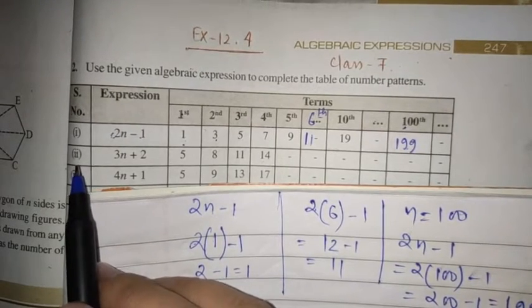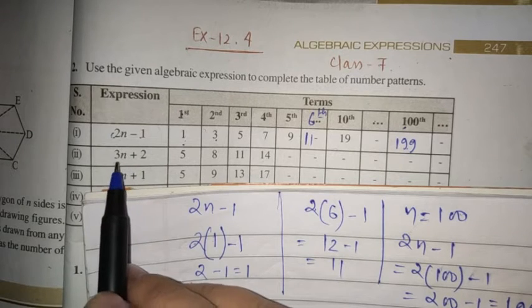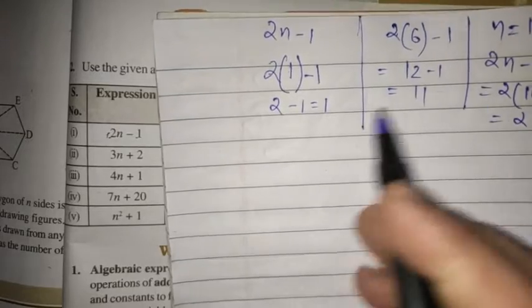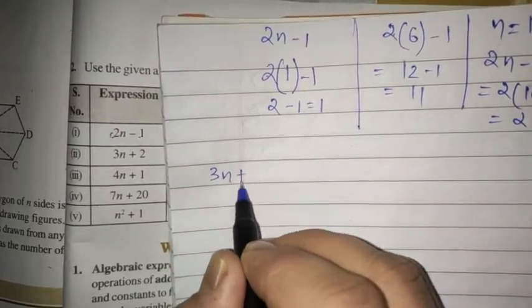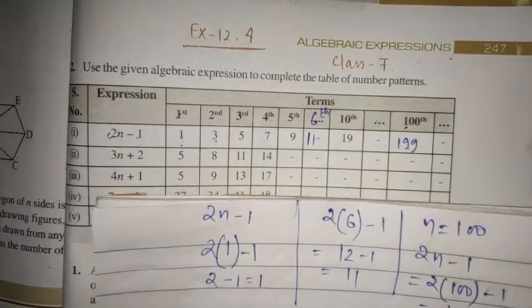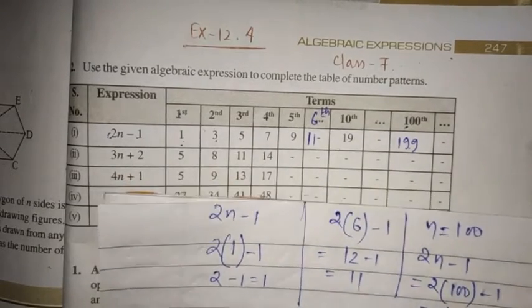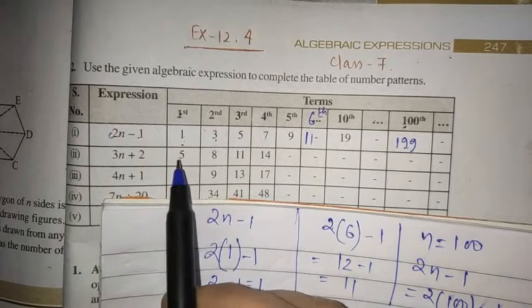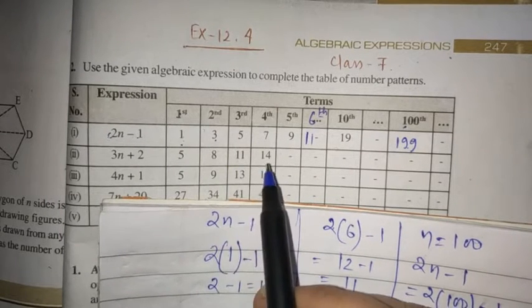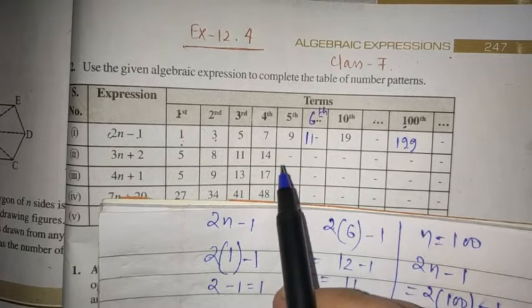Proceeding to the next question with the next expression. The next expression given is 3n plus 2. For the first term, the value of 3n plus 2 is 5. For the second term it is 8, for the third it is 11, for the fourth it is 14. Now you have to find the value of the fifth term.